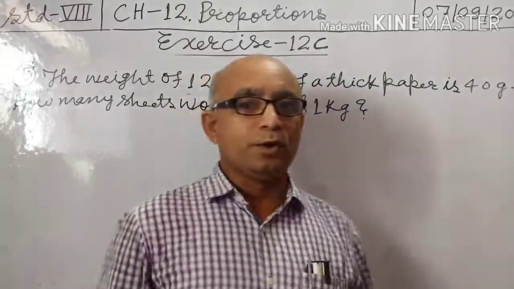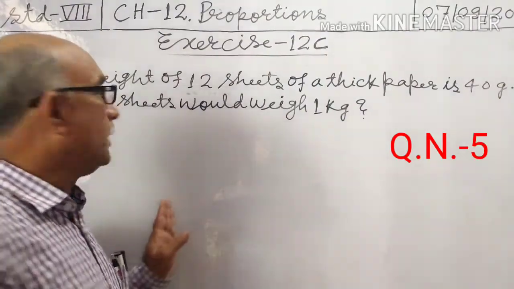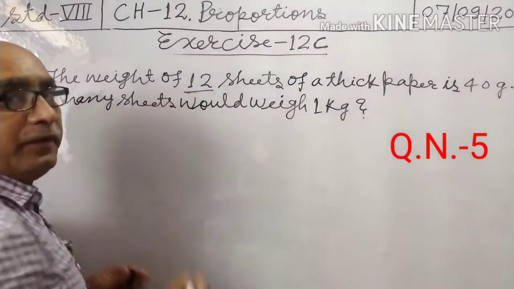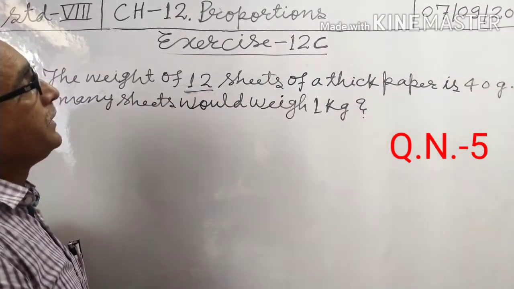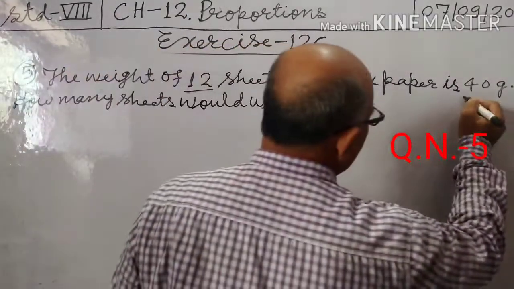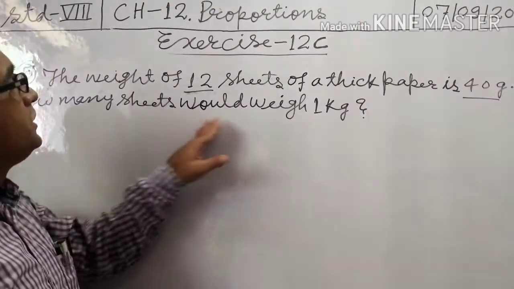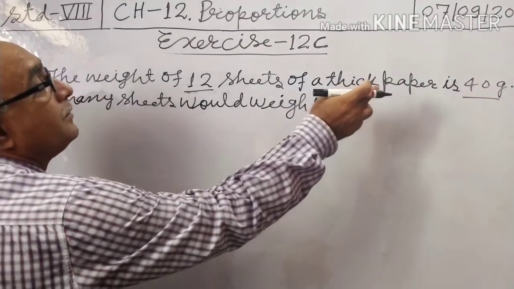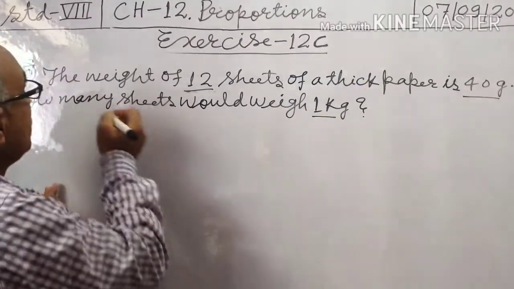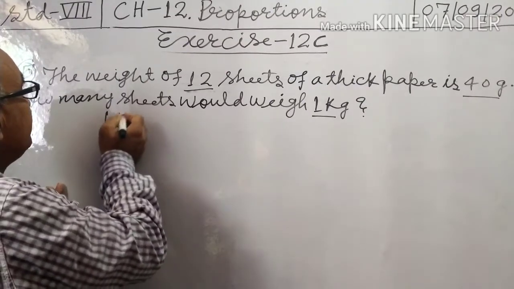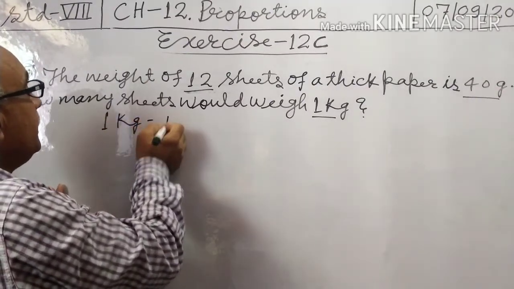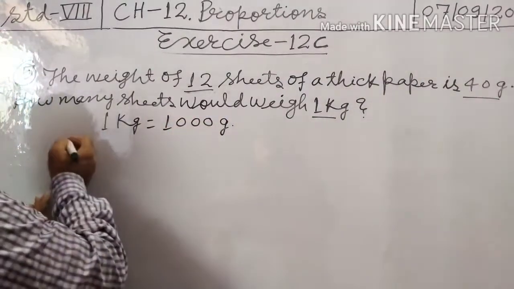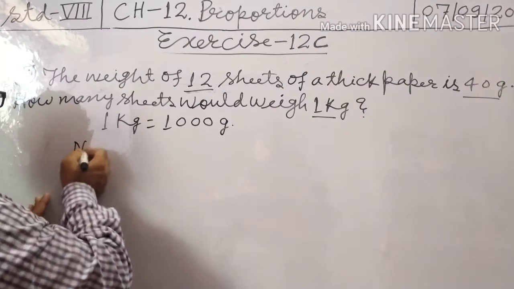Next question is question number 5 of exercise 12C. The weight of 12 sheets of a thick paper is 40 gram. How many sheets would weigh 1 kg? Here there are 40 gram and here 1 kg. So 1 kg changed into grams equal to 1000 gram. Write in the first column number of sheets.